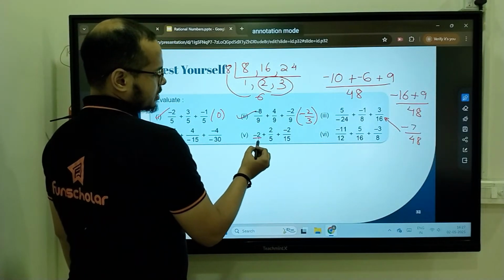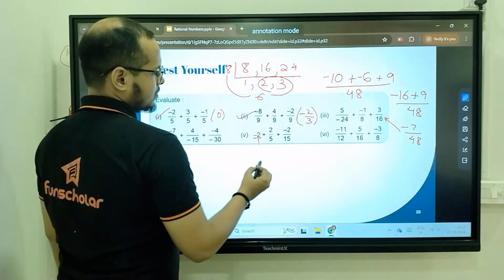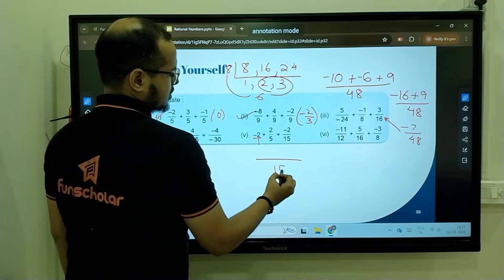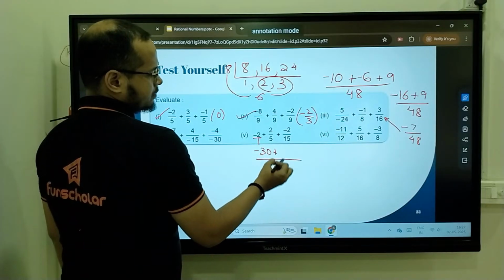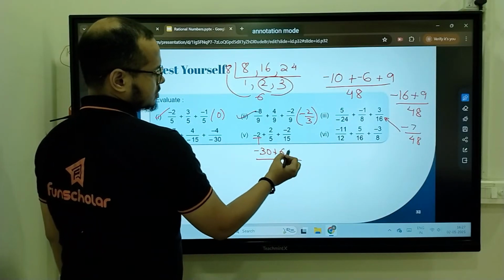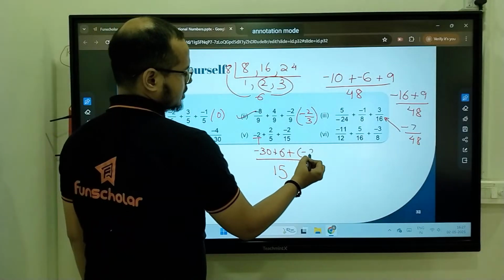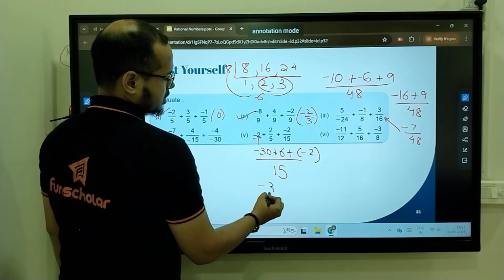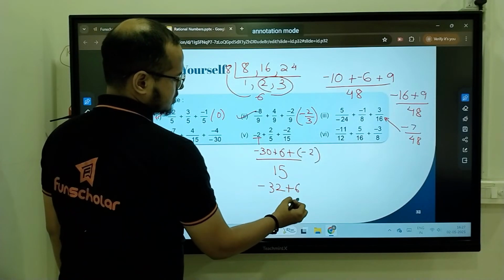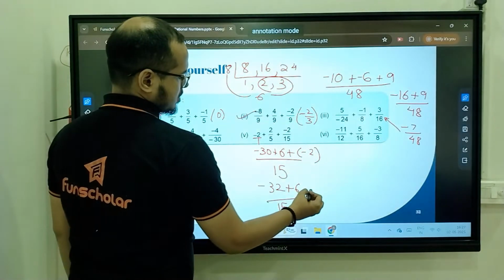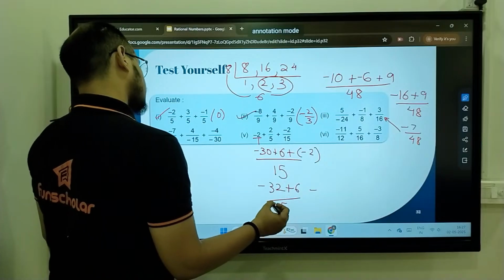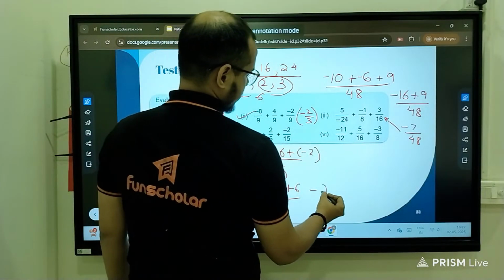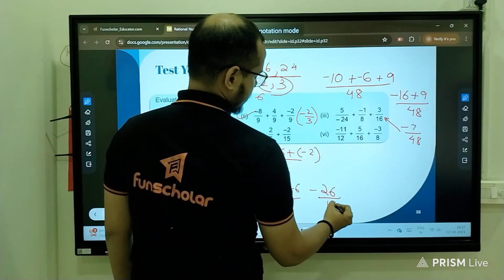As we know, the denominator here is going to be 1, so the LCM is 15. So 15 into minus 2 is minus 30, plus 3 twos are 6, plus it's already given 15 minus 2, so minus 32 plus 6 by 15, which is minus 26 by 15.